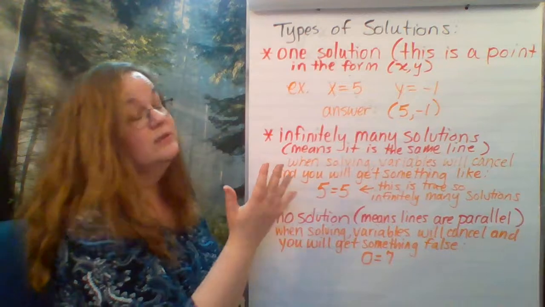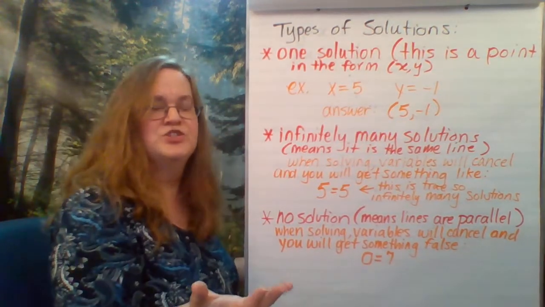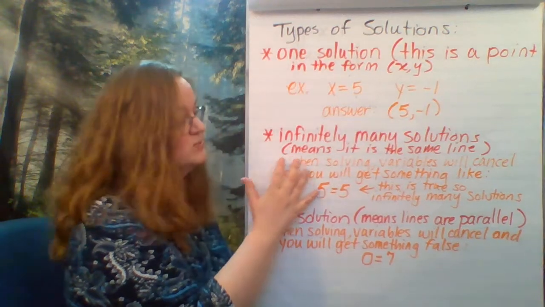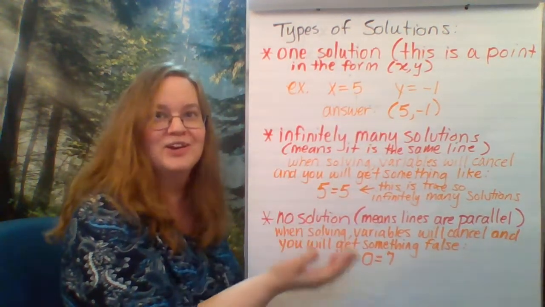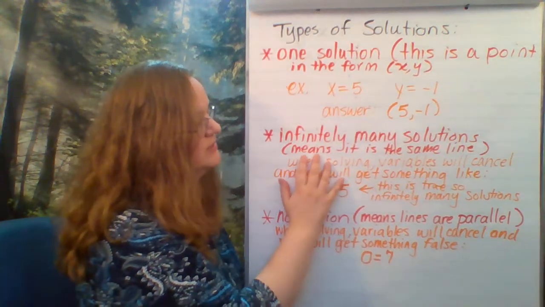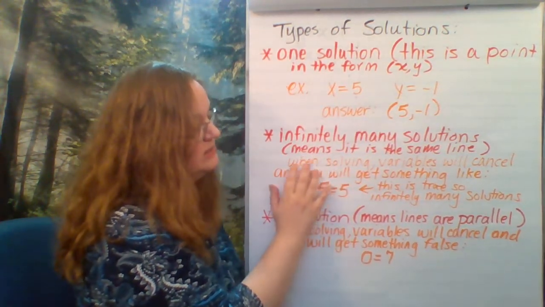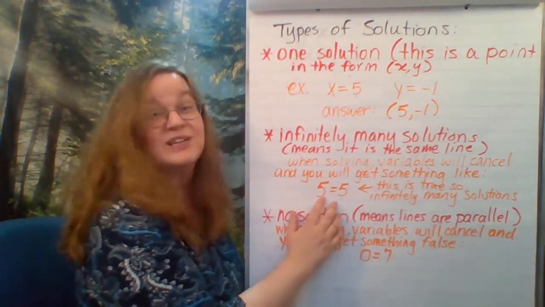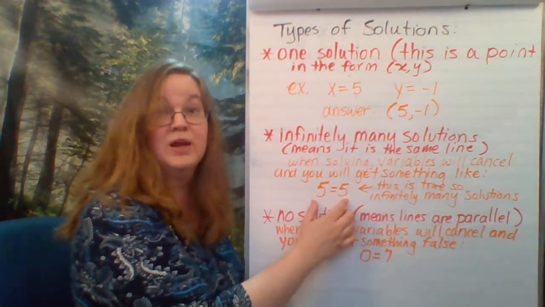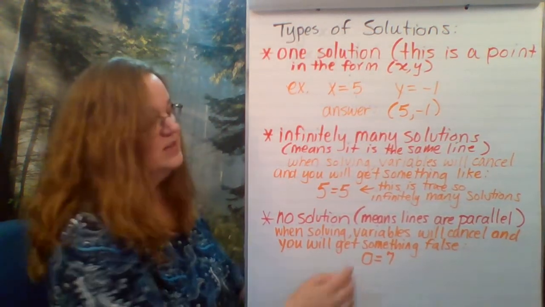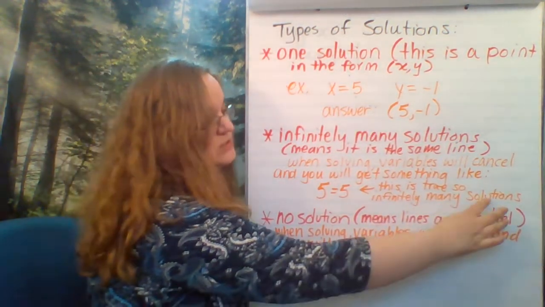Okay. Well, what are the weird cases? What are strange things that happen? One of the things is infinitely many solutions. And what this means is the two equations are actually the same line. They represent the same line when you graph it. So if it's the same line, when you solve it, the variables are all going to cancel out and you're going to get something weird like 5 equals 5. Well, is it true? Does 5 equal 5? Sure, it does. Therefore, it's infinitely many solutions.